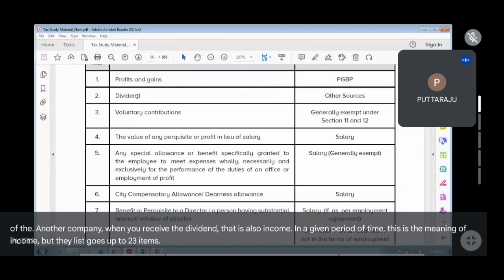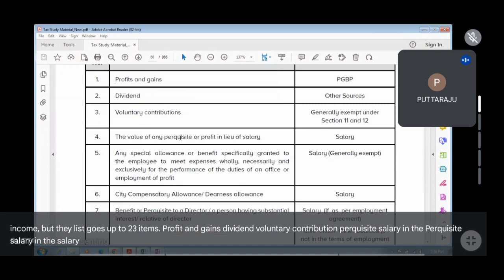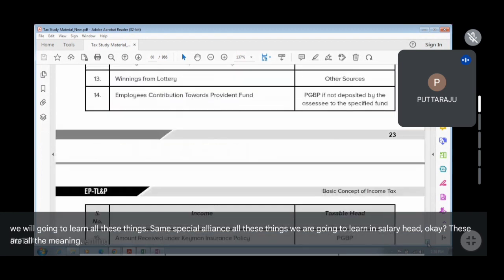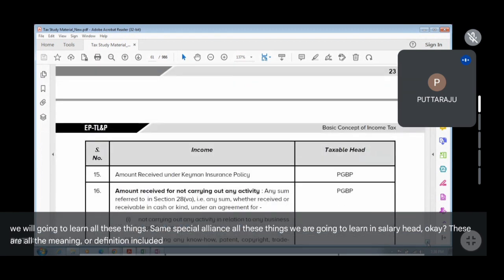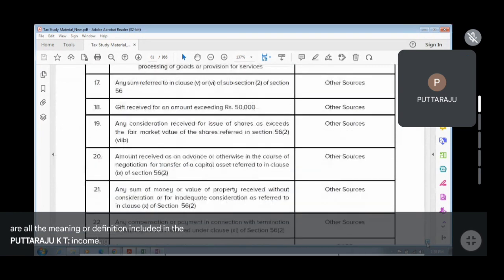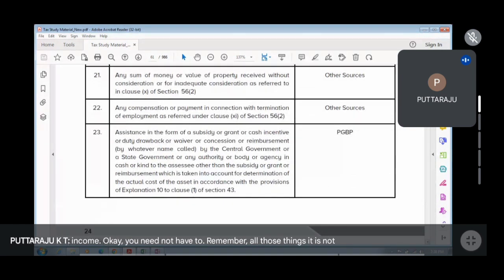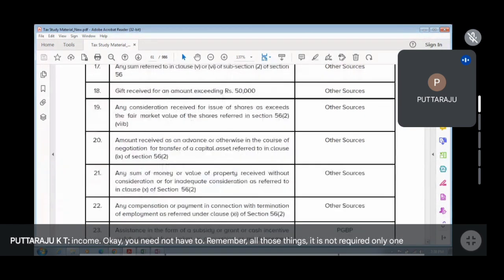Profit and gains, dividend, voluntary contribution, perquisite, salary. In the salary head, we are going to learn all these things. Same with special allowance, all these things we are going to learn in the salary head. These are all the meanings or definitions included under income. You need not remember all those things. It is not required.